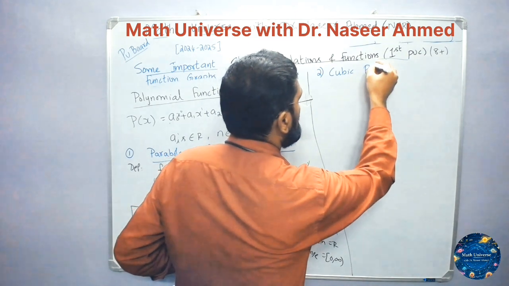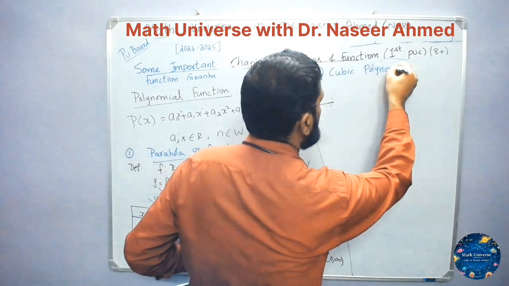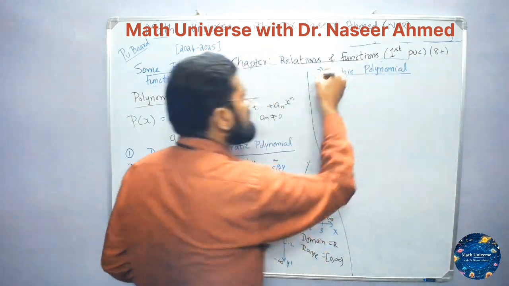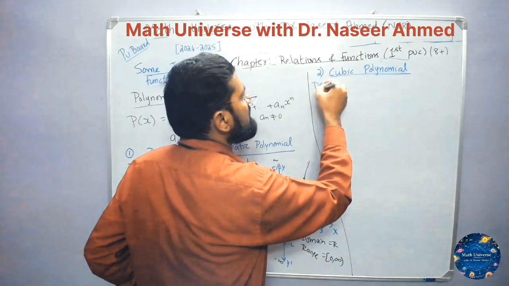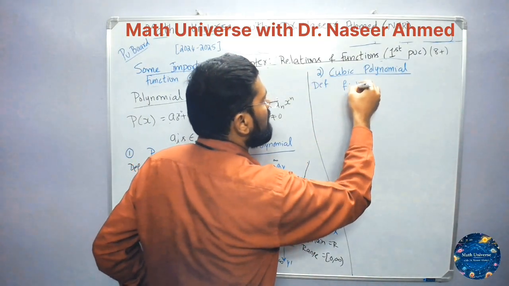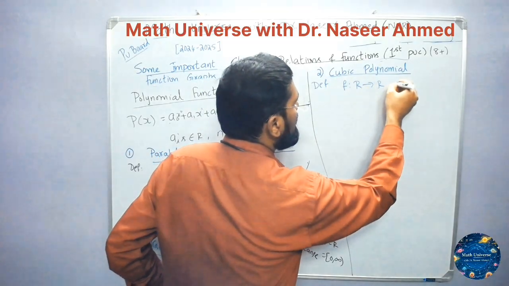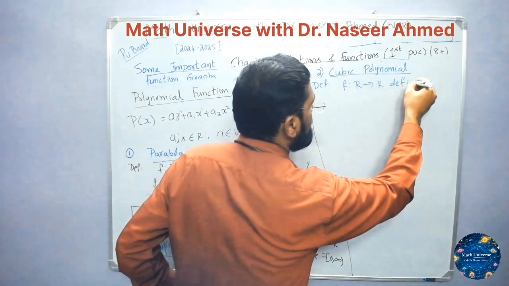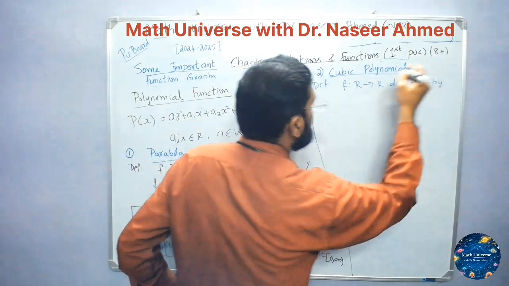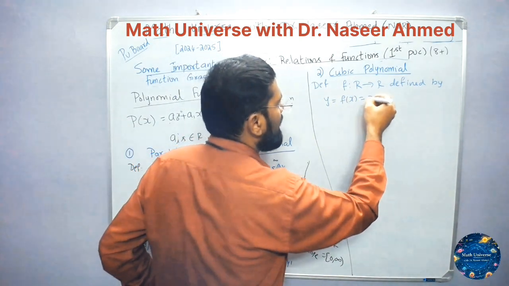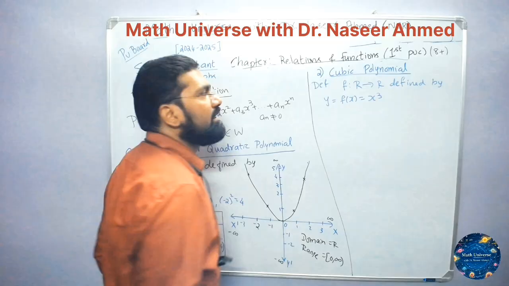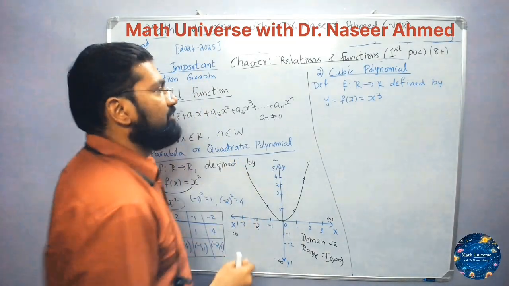Cubic polynomial. Let us know the definition of this. The definition of this is, let f be a function from R to R defined by y is equal to f of x is equal to x power 3. When I say cubic, the highest degree should be 3.